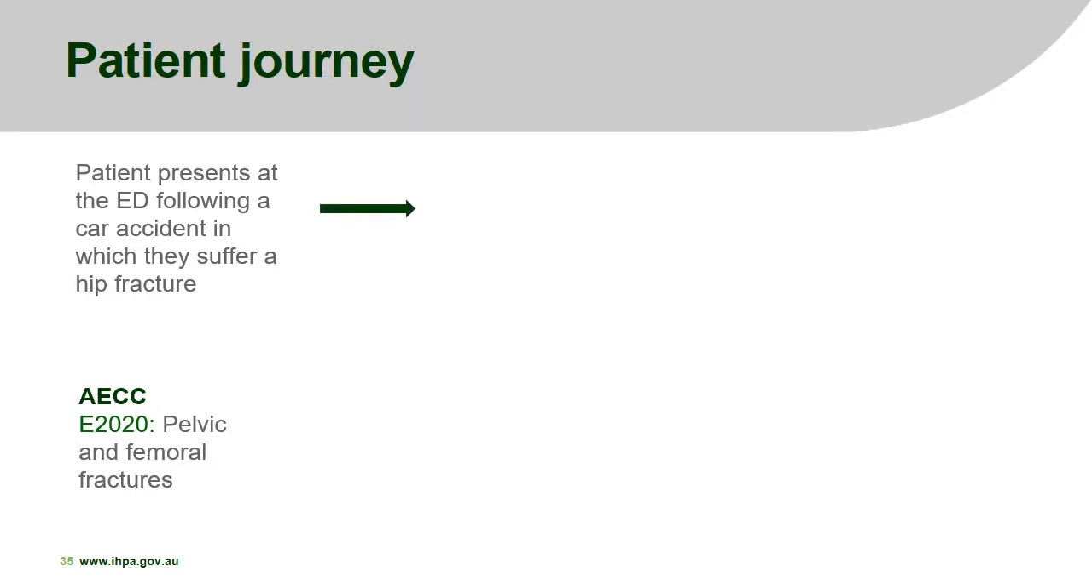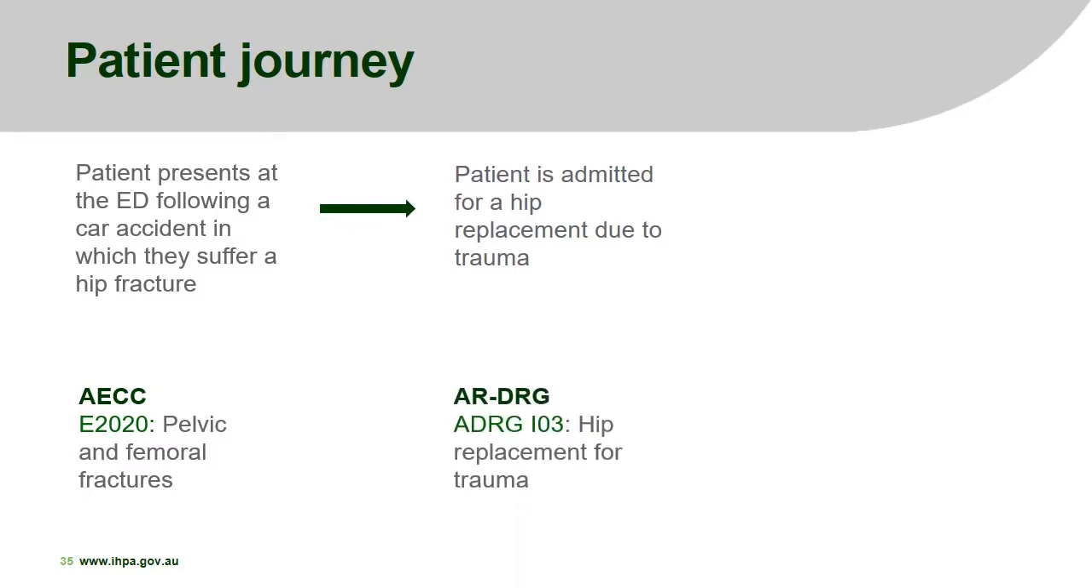The patient is then admitted for a hip replacement due to trauma. Using the diagnosis and intervention codes, this episode is classified to the adjacent DRG of I-03, hip replacement for trauma. Depending on the level of complexity, it would go to either the A or B class. The patient is then transferred to a subacute ward for rehabilitation care.